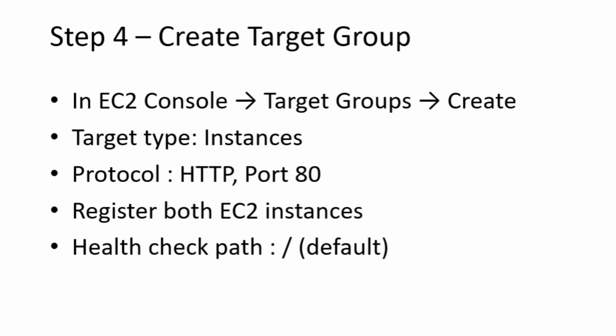With our web servers running, the next step is to create a target group. In the EC2 console, go to Target Groups and select Create. Set the target type to Instances and configure the protocol as HTTP on port 80. Then, register both EC2 instances so the load balancer knows where to send traffic. For health checks, we'll keep the default path /. This allows the load balancer to continuously verify that each instance is healthy and ready to serve requests.